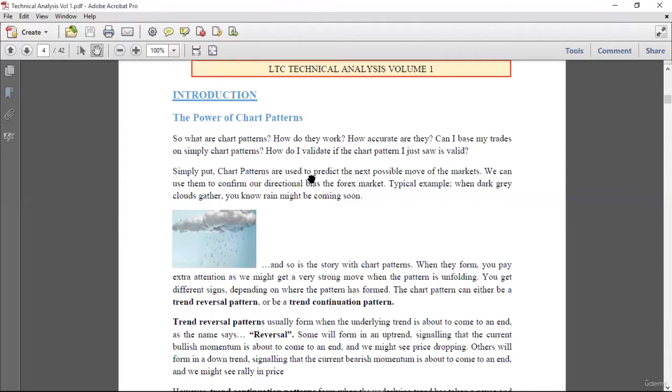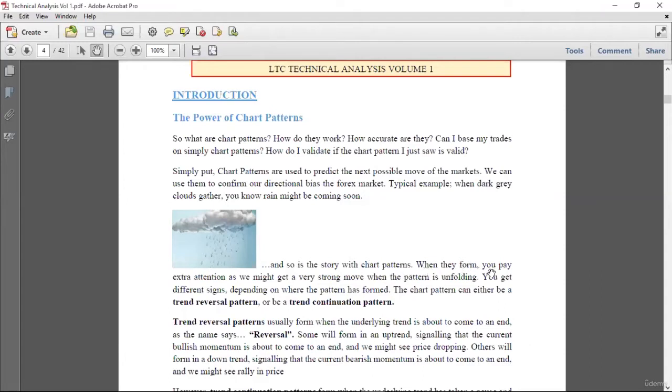Simply put, chart patterns are used to predict the next possible move of the market. We can use them to confirm our directional bias in the Forex market. Typical example, when the dark gray clouds gather, you know that rain might be coming soon, and so is the story with chart patterns. When you see dark gray clouds gather, it's a sign that you're gonna get rain sooner or later. So it's the same story with patterns. We use them as a sign of what the market might do in the near future.